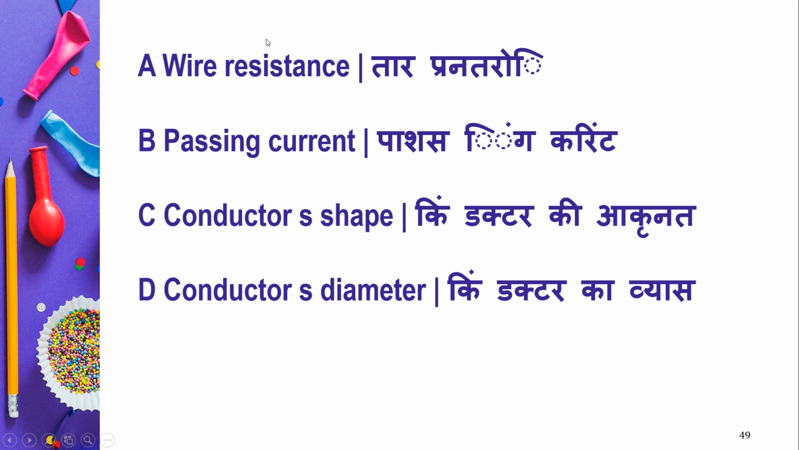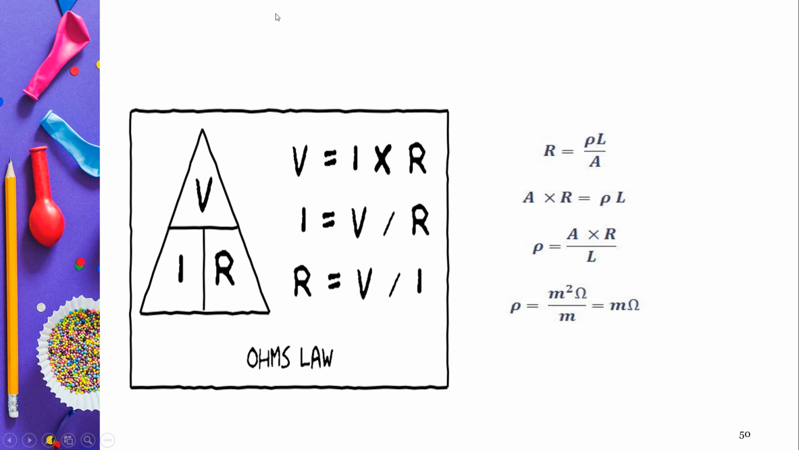In the last video I explained that the answer was wire resistance, but it is wrong because the answer is conductor's diameter. See here, we know the formula I equals V divided by R. And we know the formula R equals rho into L divided by A. This is the law of resistance.